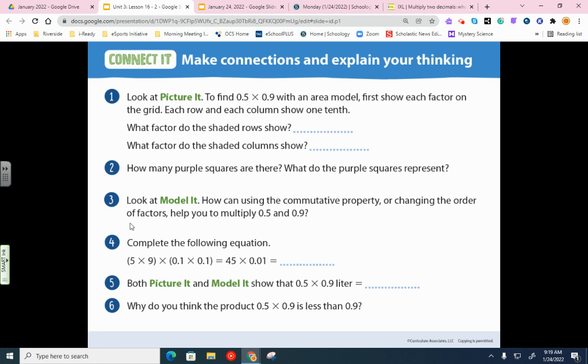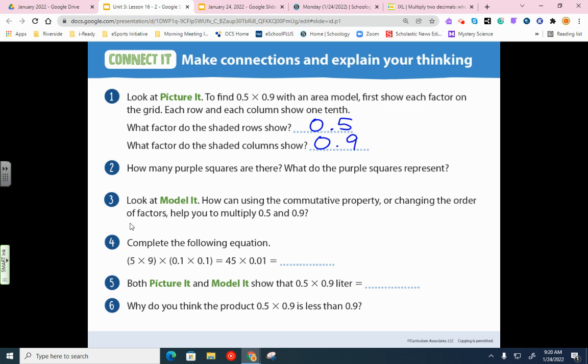Look at how to picture it to find 5/10 times 9/10 with an area model. First, show each factor on the grid. Each row and each column shows 1/10. So what factor do the shaded rows show? Rows are basically left to right. So that shows us 5/10. Columns are the up and down figures, and those that are shaded in the blue are 9/10.